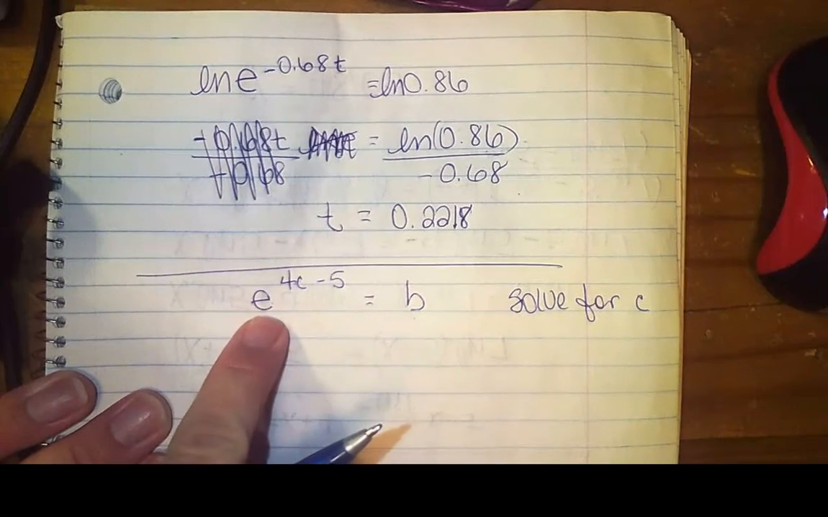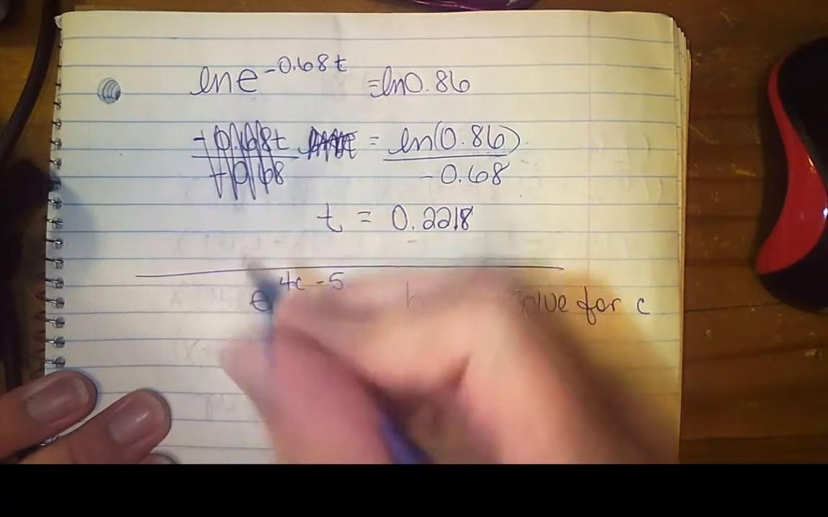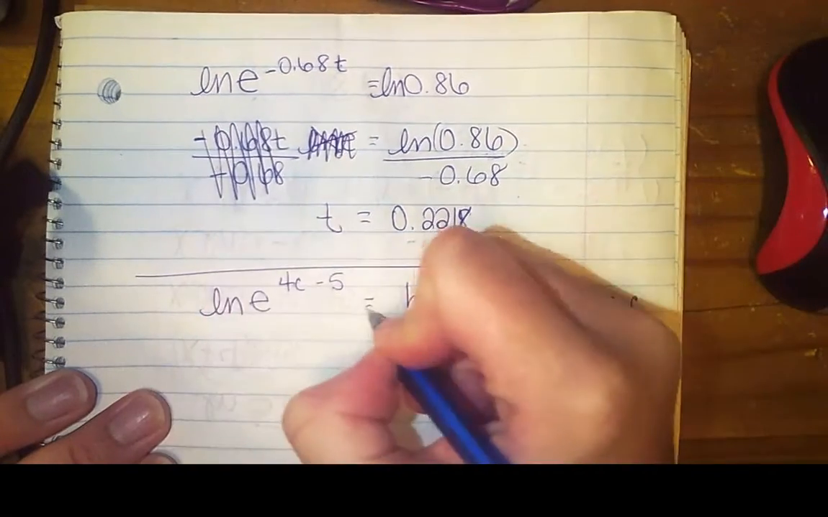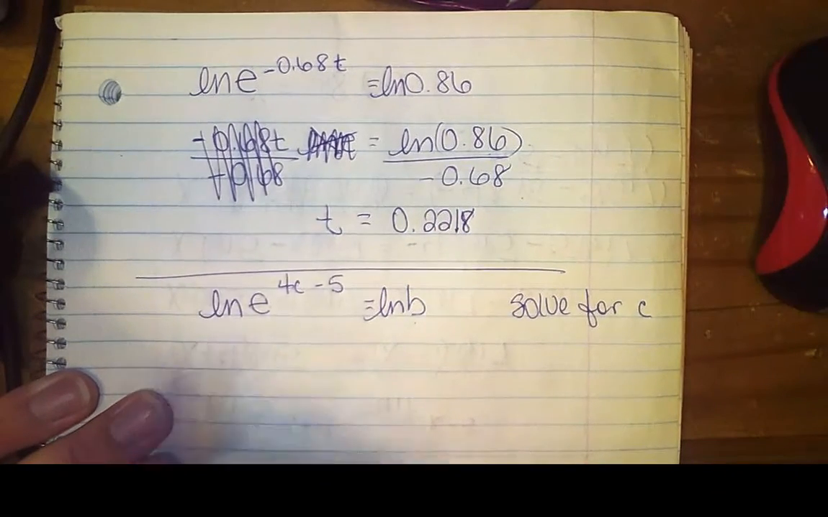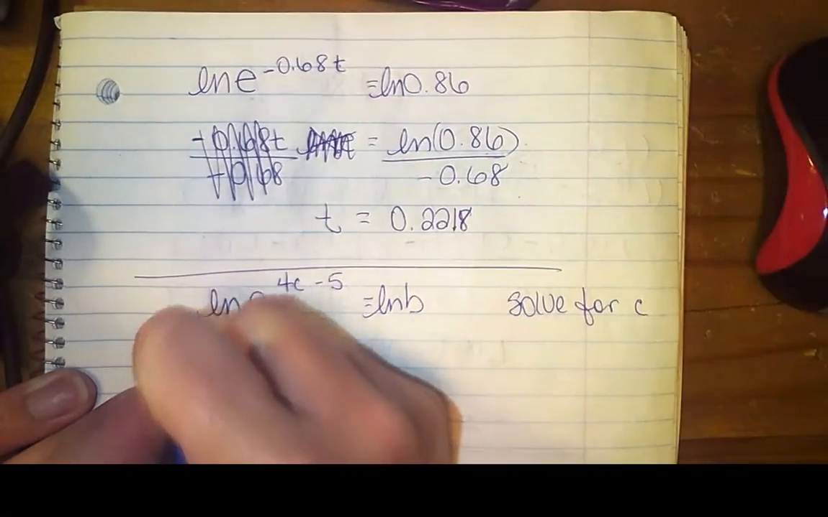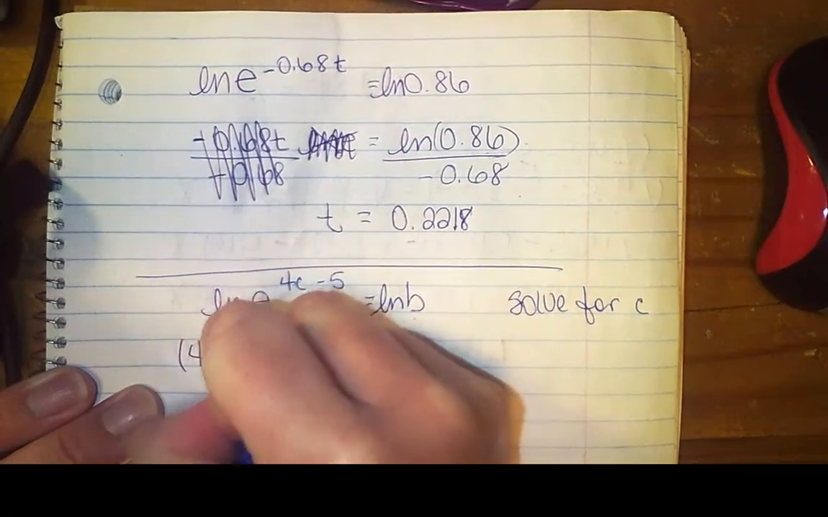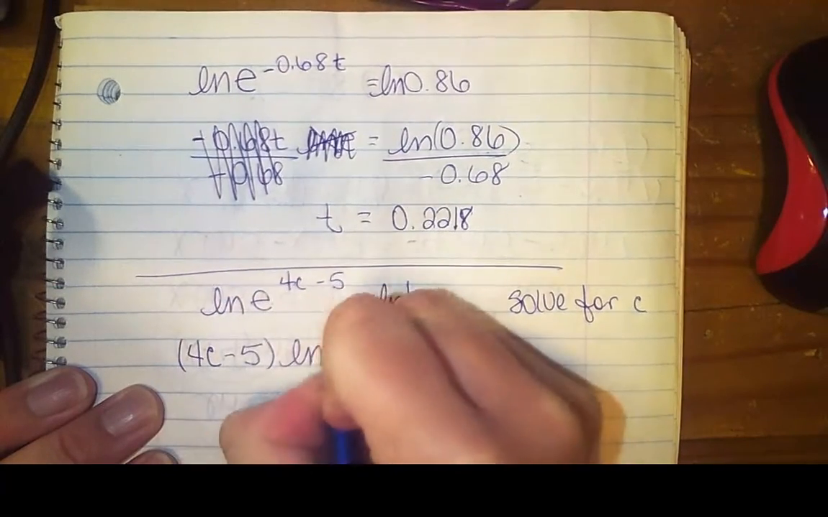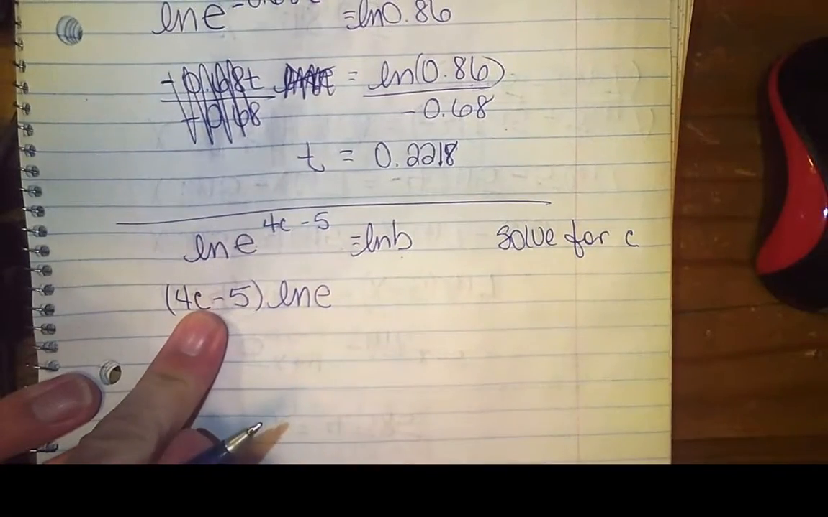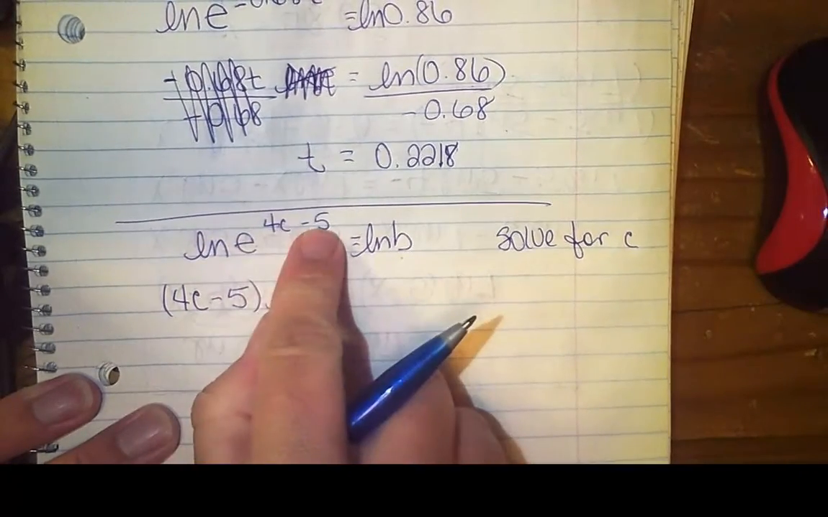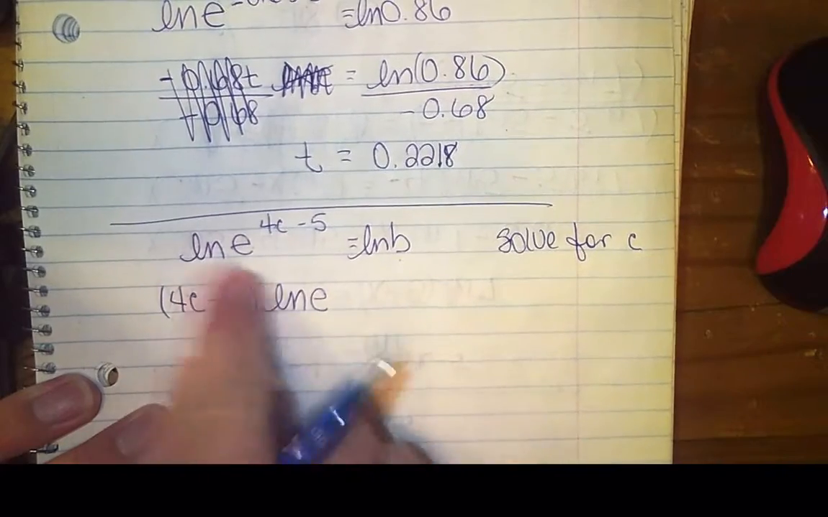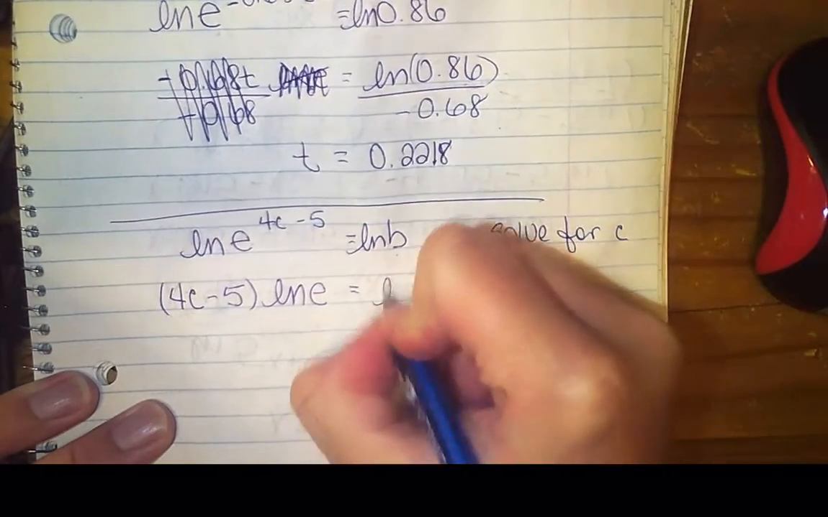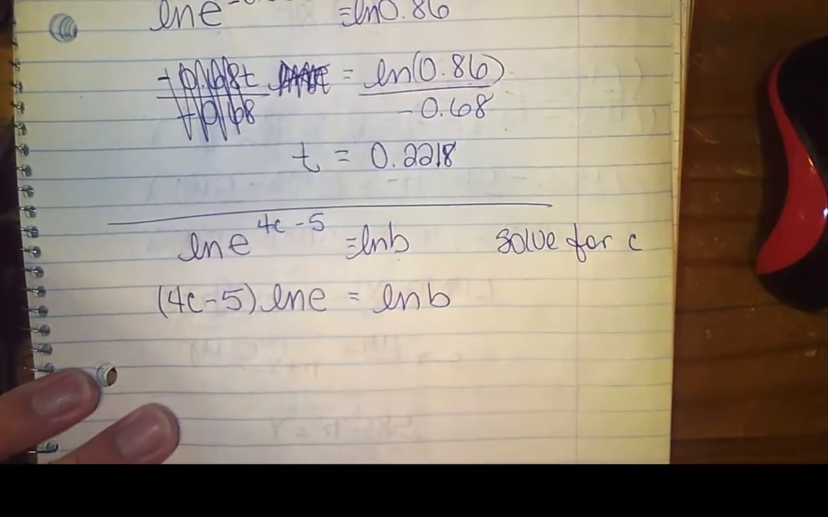And I notice that I'm also dealing with E's. So that means I'm going to use natural logs because it's going to help me in the long run. So I take the natural log of both sides, and that allows me to drop my 4c minus 5 out front in parentheses as a coefficient. So remember that 4c minus 5 belongs to the natural log of E. Okay, so drop it out front in parentheses. And that's going to equal the natural log of B.